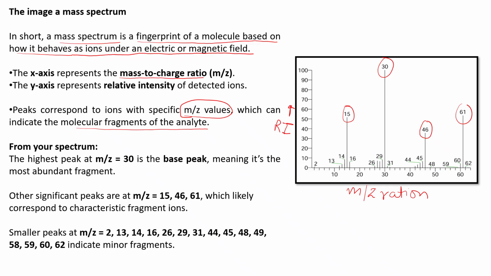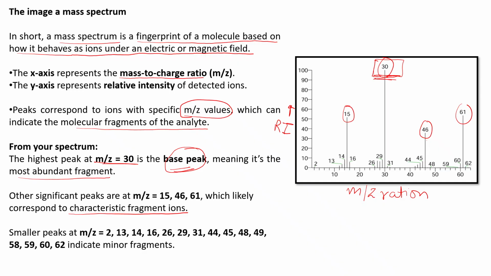So the highest peak at m by z, mass to charge ratio, is 30. This is the highest. So this is the base peak. The highest will be the base peak, meaning it is the most abundant fragment. So base peak is what? The most abundant fragment. So in this spectrum, 30 is the highest peak. So it is the most abundant fragment. Other significant peaks are 15, 46, 61, which likely correspond to characteristic fragment ions.